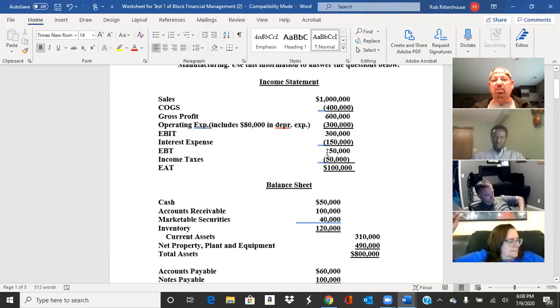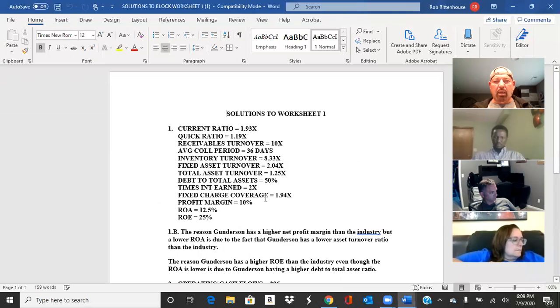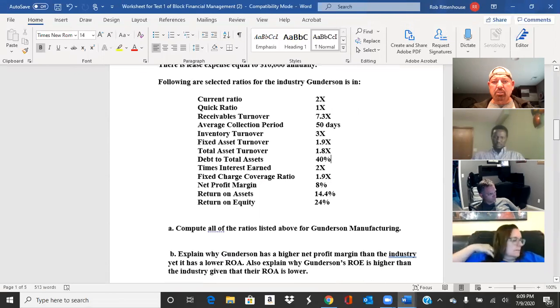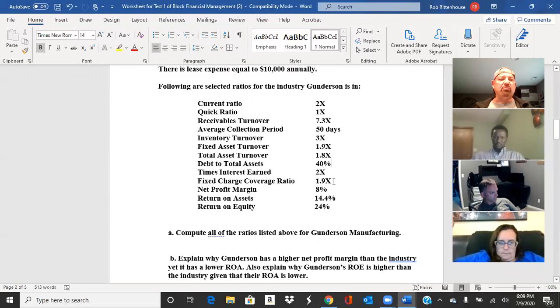Divide that by total fixed charges, which is the interest expense of 150,000 plus the 10,000 in lease expense, giving you a total of 160,000. So take 310 over 160,000, and our fixed charge coverage ratio is 1.94 times, which compared to the industry average of 1.9 times, we're slightly above the industry average on the fixed charge coverage ratio.